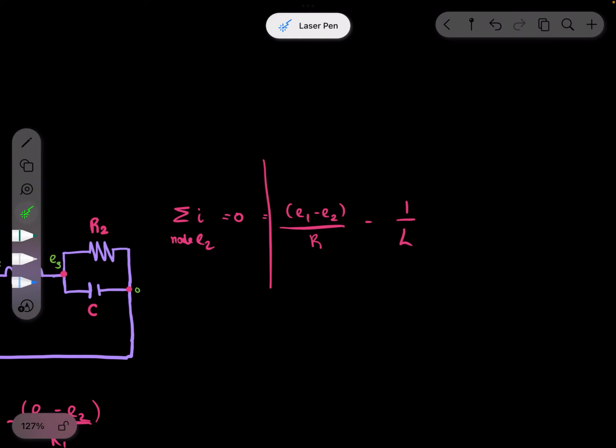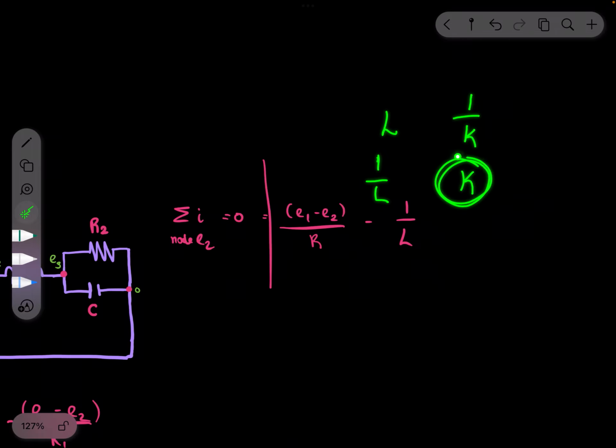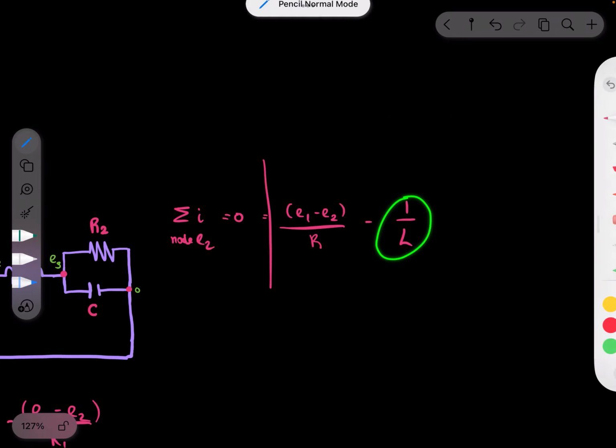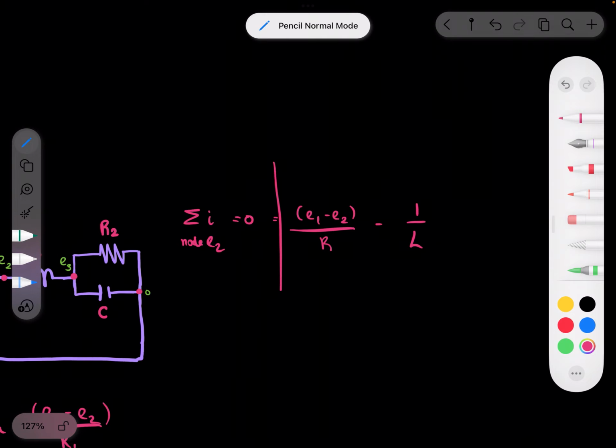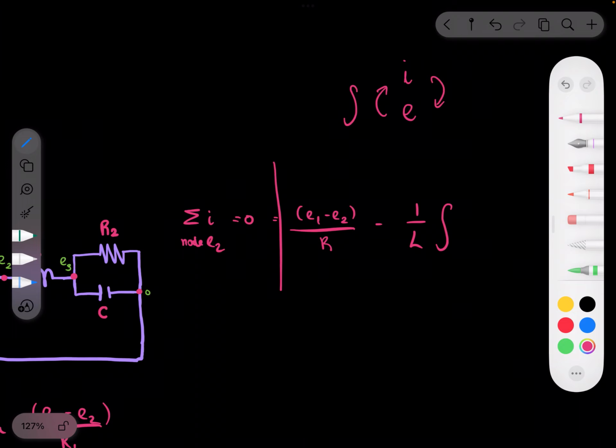We're going to be writing L, inductance, as 1 over L, since its mechanical equivalent would be K. Because L, inductance, in mechanical equivalent is 1 over K. So if we want 1 over L in terms of K, we then have to integrate, because when you integrate voltage, you're going to get current. If you differentiate current, di over dt.